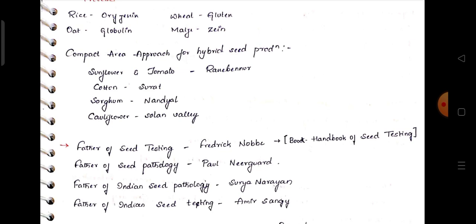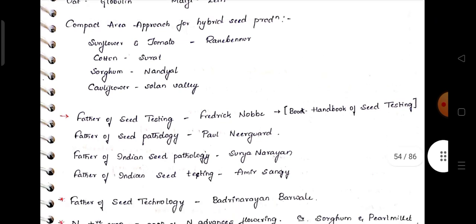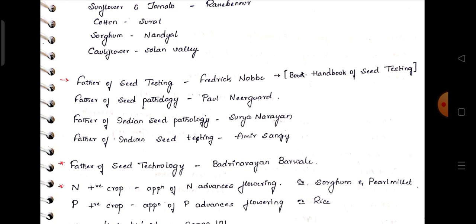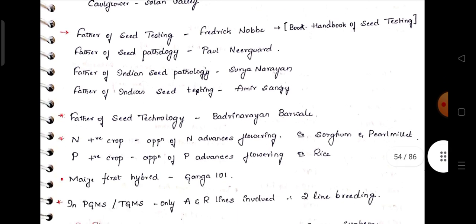Okay. Coming to different fathers. Father of seed testing is Frederick Nobbe. He has written the book Handbook of Seed Testing. Father of seed pathology is Paul Neergaard. Father of Indian seed pathology is Surya Narayanam. Father of Indian seed testing is Amir Singh. Father of seed technology, Badrinarayan Barwale.